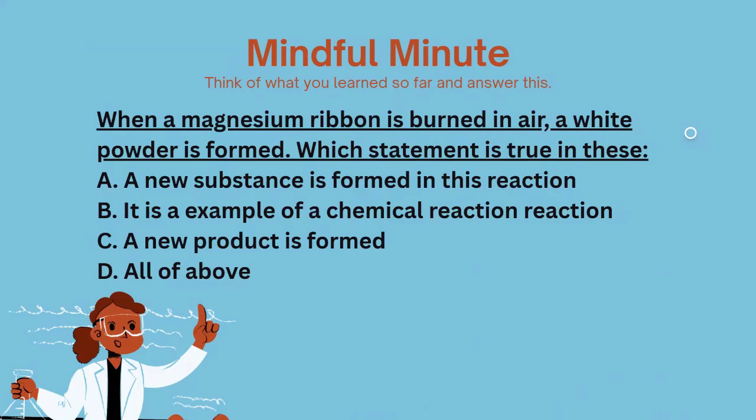Okay students, so here is a mindful minute. Can you answer this question? When a magnesium ribbon is burned in air, a white powder is formed. Which statement is true in this? A. A new substance is formed in this reaction. B. It is an example of a chemical reaction. C. A new product is formed. And D. All of the above. Try to write your answer in the comments. Yes, very good students. I know you are able to get it. All of the above are correct.